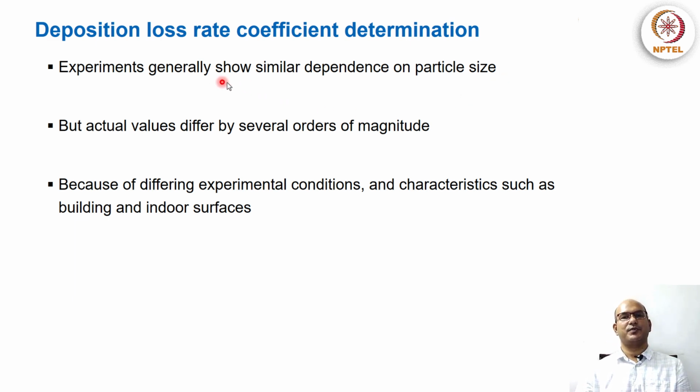The experiments are showing generally similar dependence on the particle size, but the magnitude of the coefficient may be different, and this is generally because of different experimental conditions and also the characteristics of the building. So the building characteristics and also the indoor surfaces which are available for the deposition to happen.